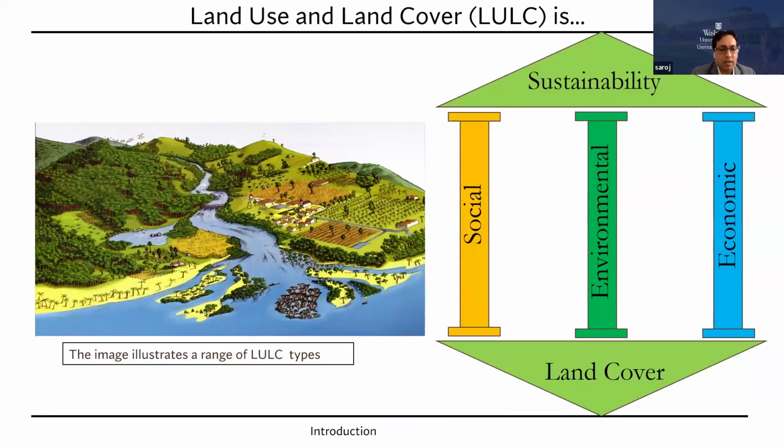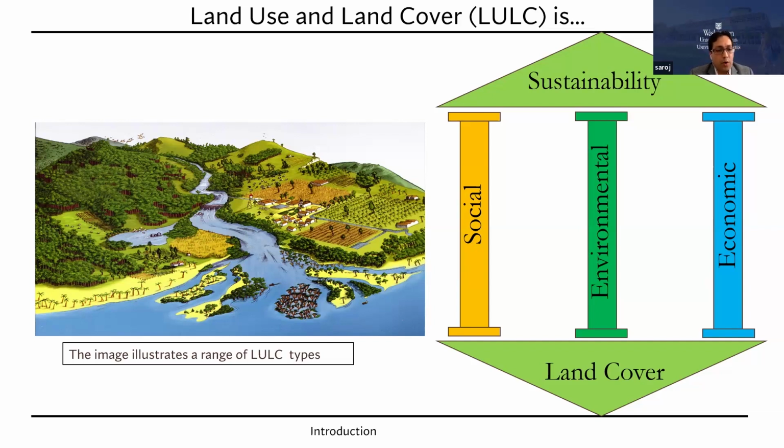The biophysical materials that are present on the surface of the earth, such as forest, agriculture, and wetland, are called land use land cover. Land cover forms the foundation for sustainability by providing the essential natural resources and ecosystem services upon which social structure, environmental health, and economic systems depend.